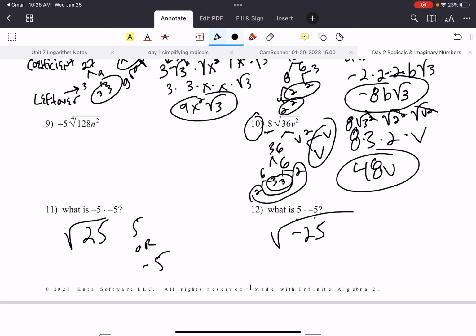But what if I square root -25? Can I get one exact same number? Not yet. That's what we're going to talk about today. We can actually square root negatives.